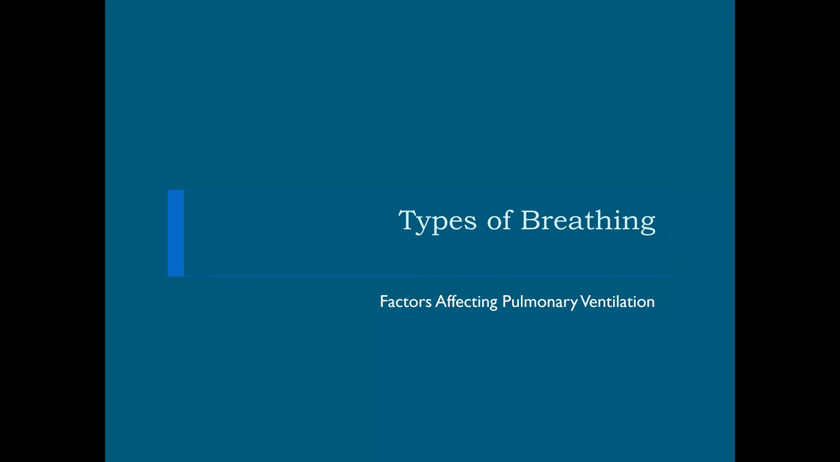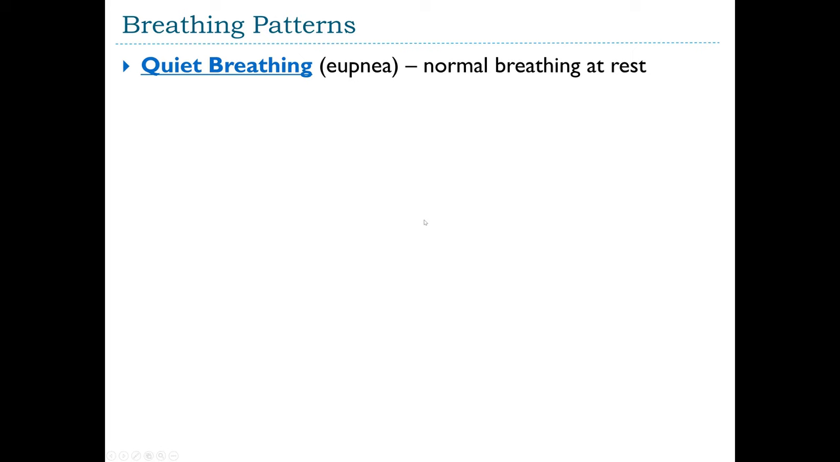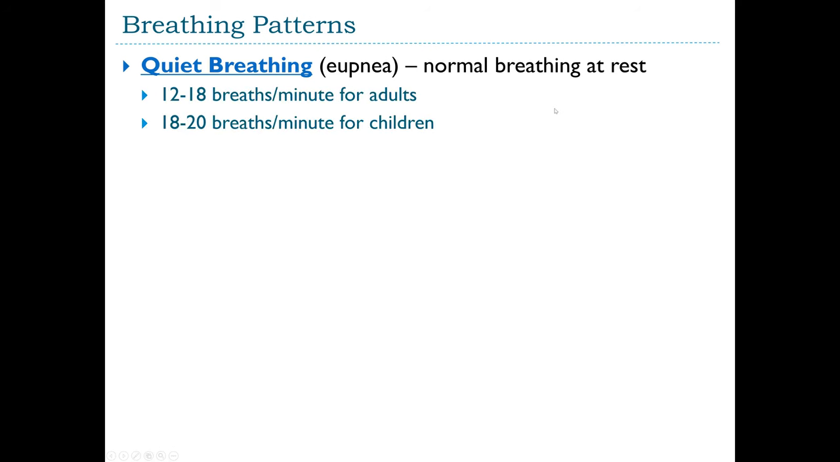In this section, we'll look at the different types or patterns of breathing and factors that affect pulmonary ventilation. So quiet breathing, or eupnea, is the normal breathing that you do while at rest. So for adults, the normal breathing rate is between 12 and 18 breaths per minute, and children have a higher breathing rate at 18 to 20 breaths per minute.